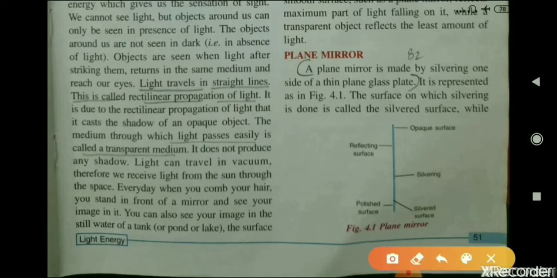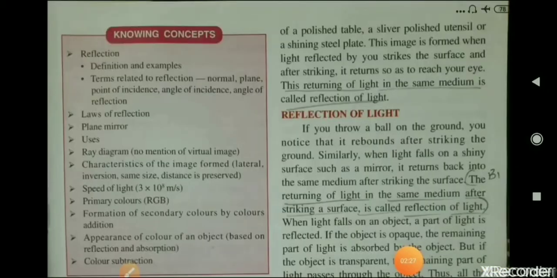Every day when you comb your hair, you stand in front of the mirror, you see your image in it. You can also see your image in still water or a tank, the surface of a polished table, a silver polished utensil, or a shining metal plate. This image is formed when the light reflected by you strikes the surface, and after striking it returns so as to reach your eye. This returning of light in the same medium is called reflection of light.